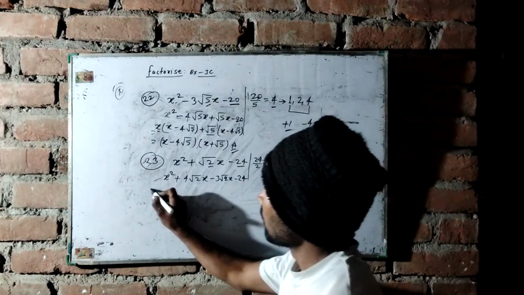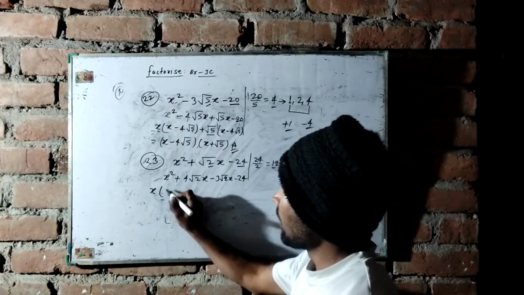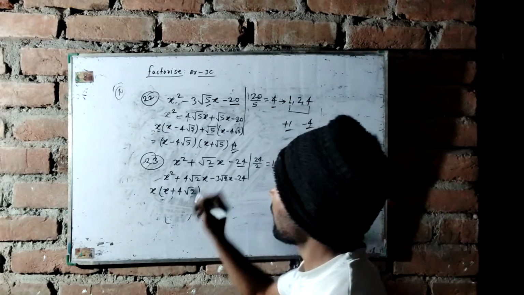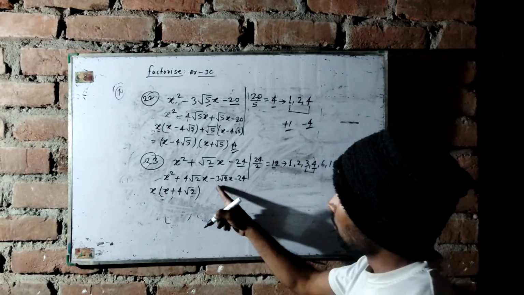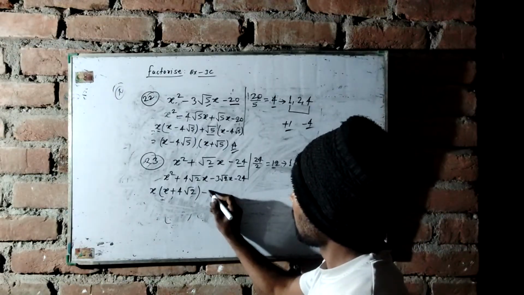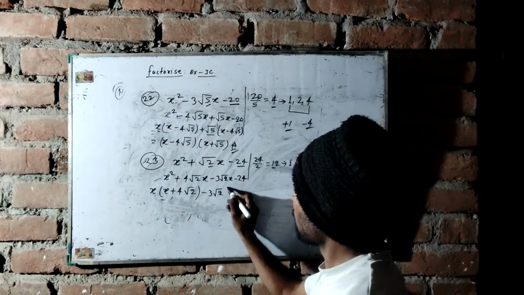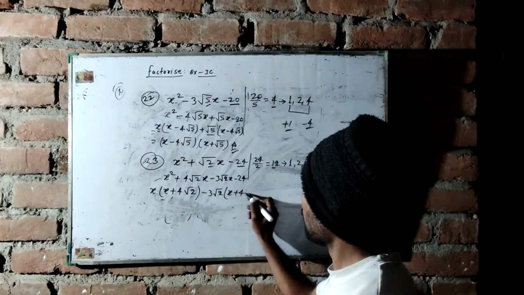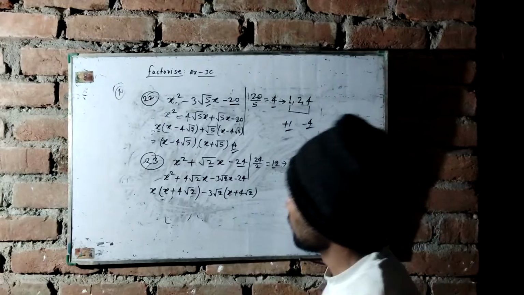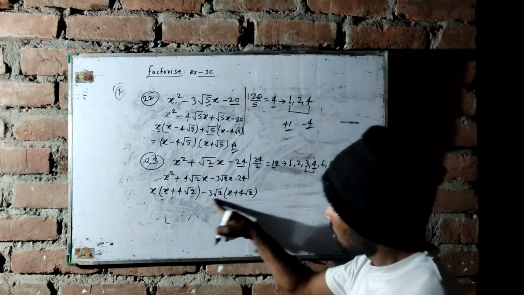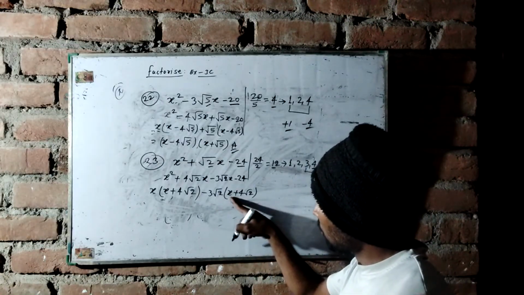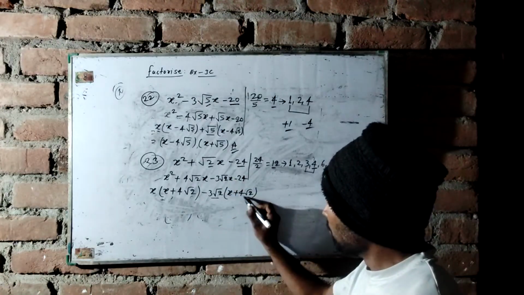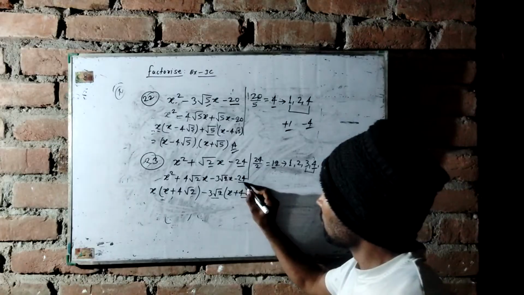Now you can take x as a common, and you can write x plus 4 under root 2 as a multiple. And also here you can take minus 3 under root 2 as a common, and you can write x plus 4 under root 2 as a multiple. Because if you multiply this number with this number, you will get this number. And if you multiply this number with this number, you will get this number.